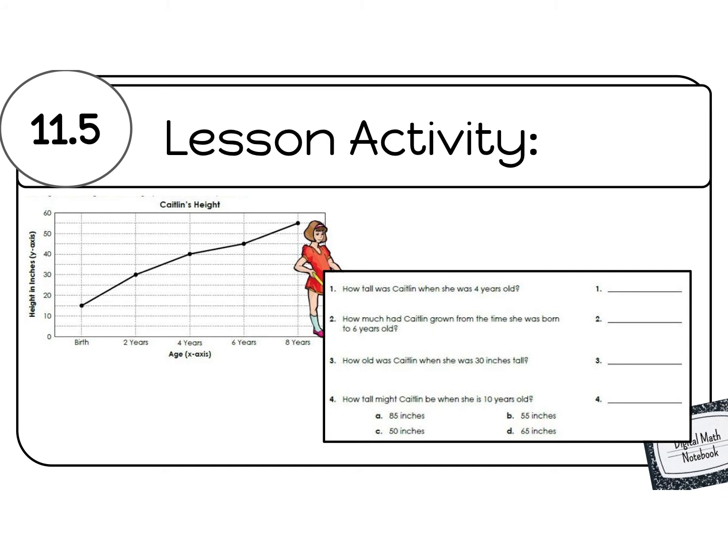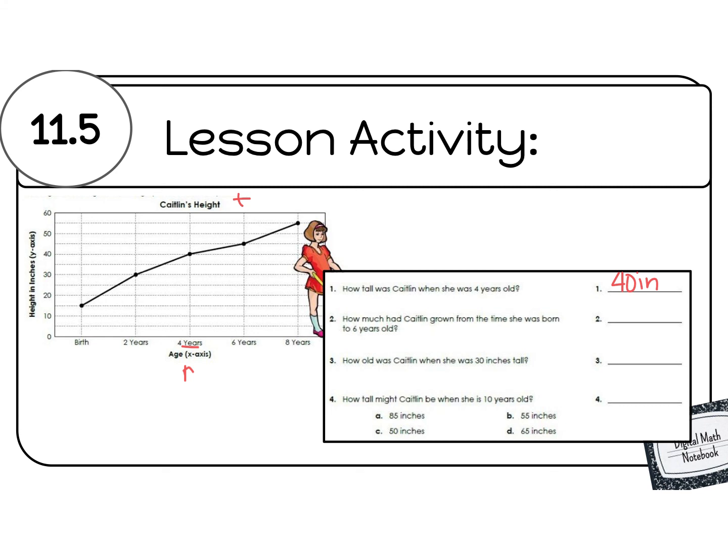All right, guys, this is our lesson activity. We're reading the graph together, and we're going to answer some questions about it. In this graph, we're talking about Caitlin's height and how old she is. So we're looking at how tall she was, how old she was, and tracking it across to find how tall she was at certain ages. So our first question says, how tall was Caitlin when she was 4 years old? So at 4 years old, we go over to the 4 and we go all the way up. It looks like she was 40 inches.